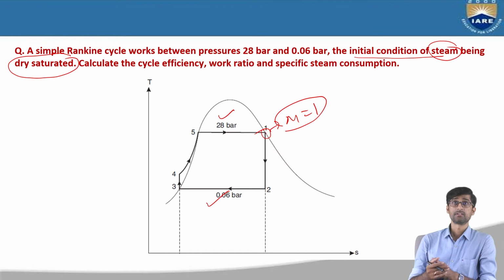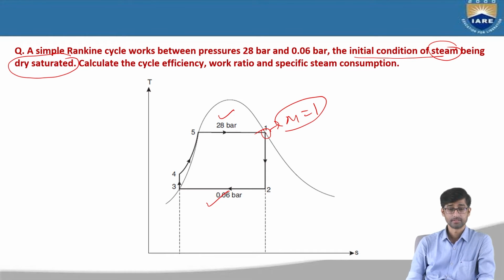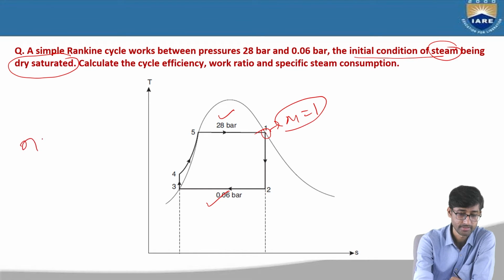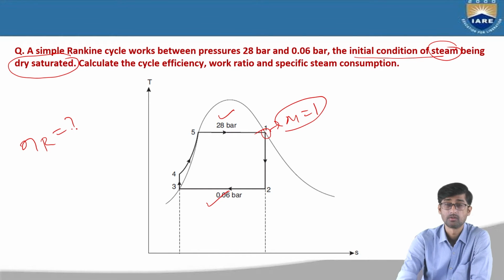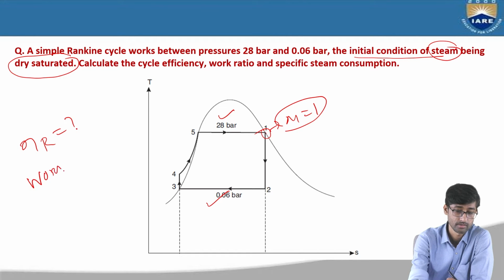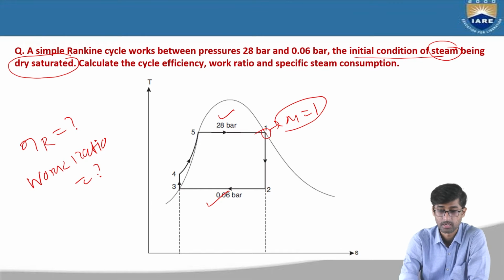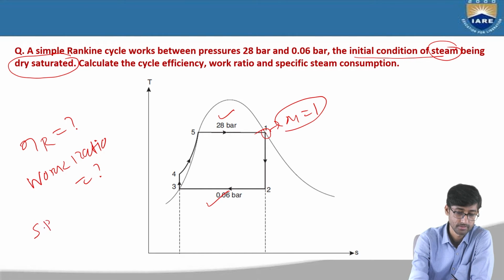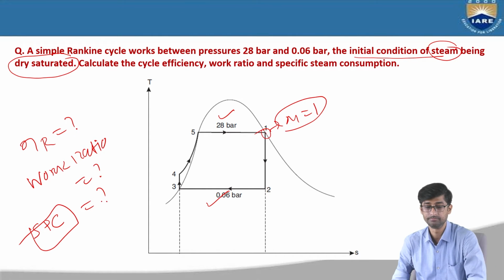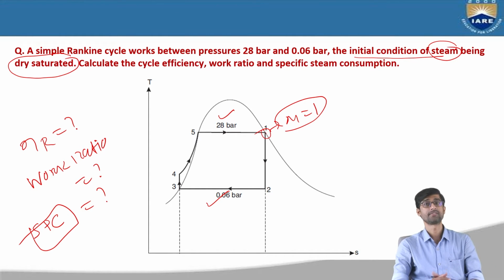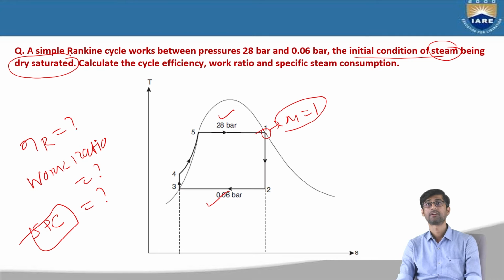Now, what do you have to calculate? Calculate the cycle efficiency, right? What is the Rankine cycle efficiency? What is the work ratio? And what is the specific steam consumption that you have to calculate? You have to calculate the Rankine cycle efficiency, work ratio, and specific steam consumption.